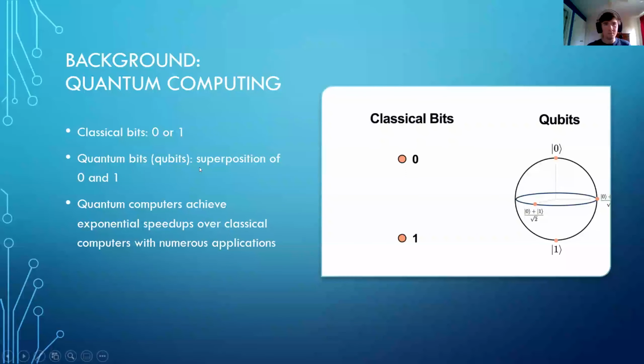Just some background. A classical bit is 0 or 1, most of you are probably already familiar, but a quantum bit is a superposition of 0 and 1. The figure on the right shows the distinction. Classical bits only have the option of 0 or 1, but quantum bits can be a superposition and have multiple. This is the primary way that quantum computers are able to achieve exponential speedups and other major advantages over classical computers. It's because of that superposition that you're able to store more information.